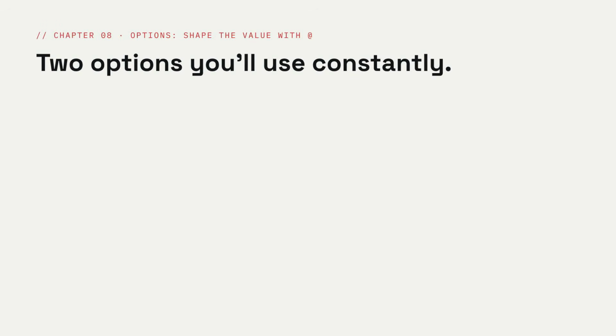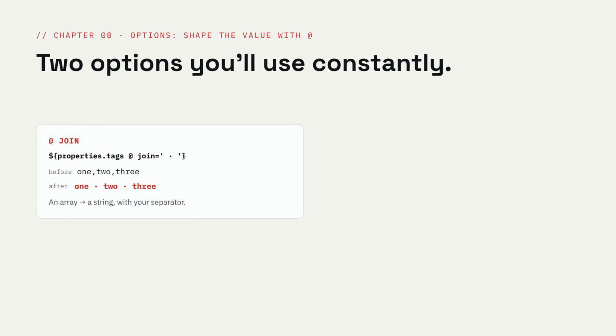Last piece, the other options. An option goes after an @ sign and changes how the value comes out. You have already used one all through the contexts. Context is an option. Here are the two others you will use all the time.